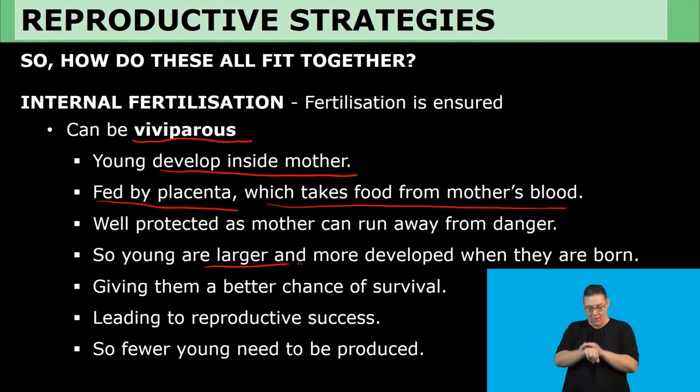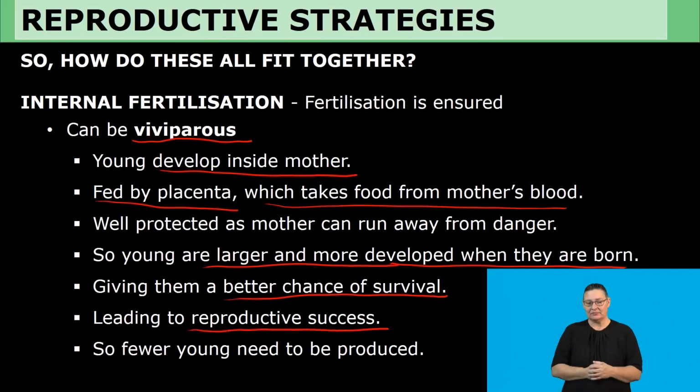So young are larger and more developed when they are born, giving them a better chance of survival. Once more, leading to a reproductive success. So fewer young need to be produced. Human beings don't give birth to thousands or hundreds or even 50. It's a few. It's normally one child at a go or two or minimal numbers that are there.